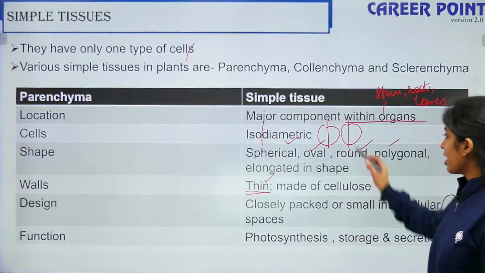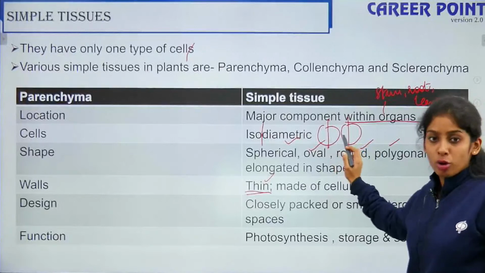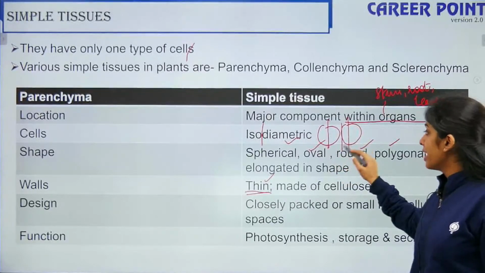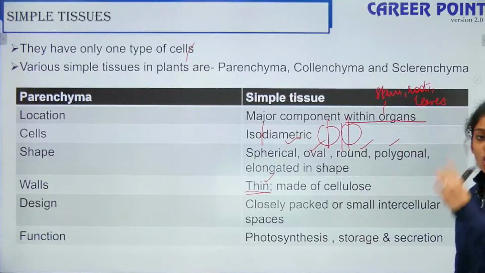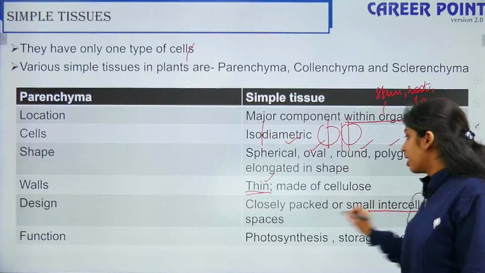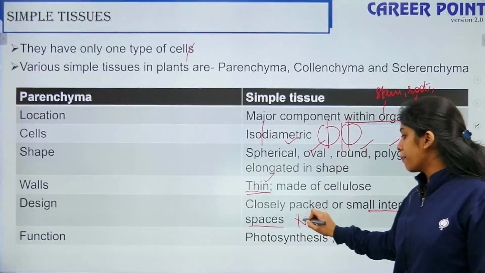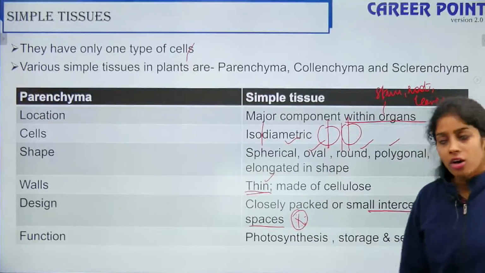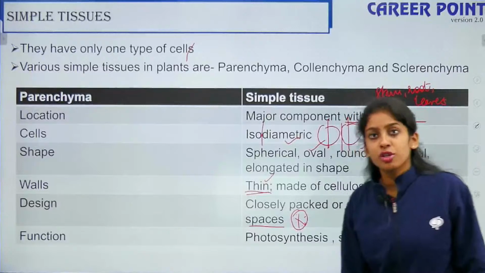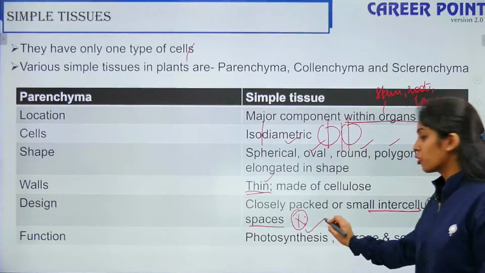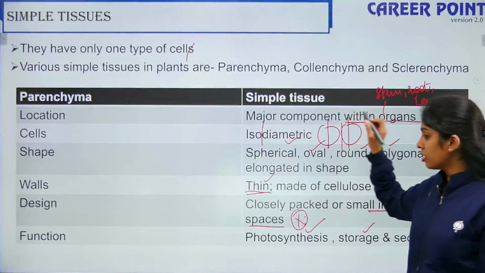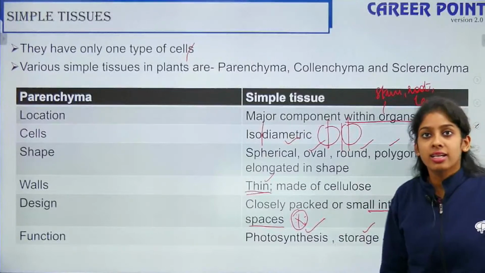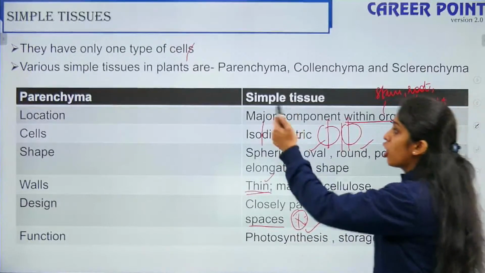So once again, if you have cells like this, these might be closely packed or sometimes there might be intercellular spaces. So parenchyma is the only group of cells that have intercellular spaces. Once again, this is an important question. Alright, so the function of your parenchyma is that it helps in photosynthesis, storage and secretion. You should remember the function, the location, and that it has intercellular spaces. Alright, so that is all about parenchyma.